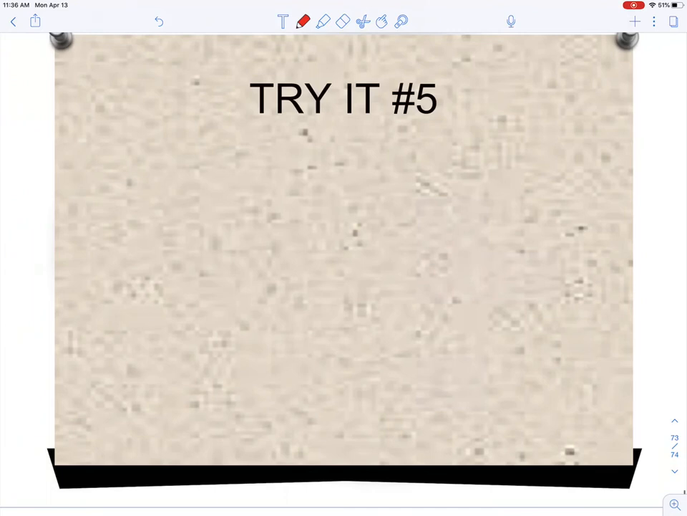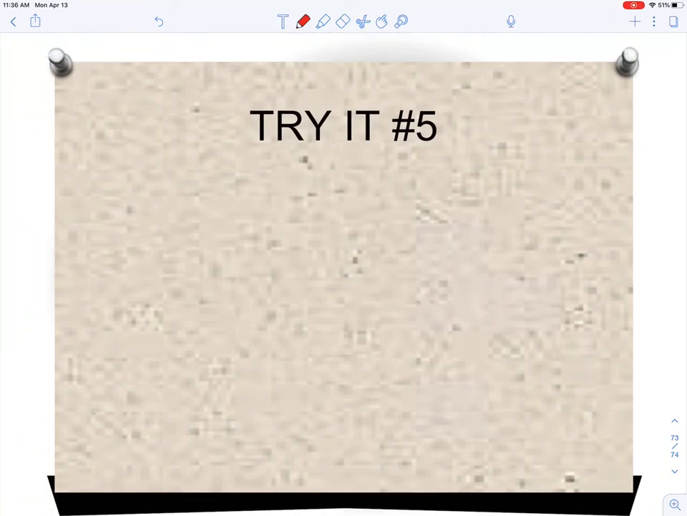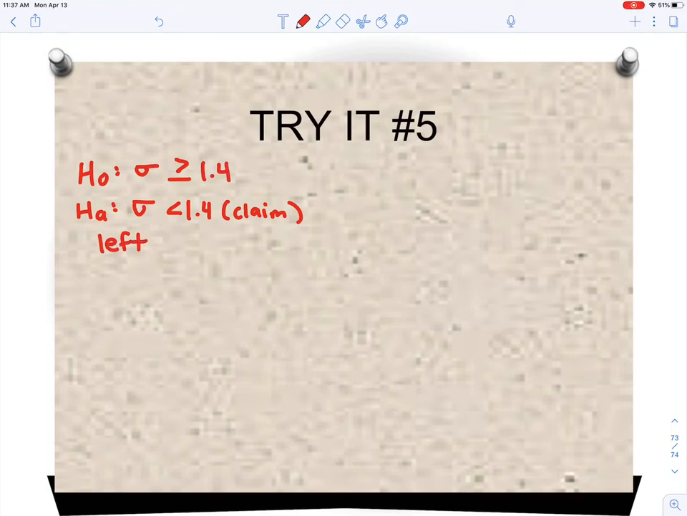Let's try another one. A company claims that the standard deviation of the length of time it takes an incoming telephone call to be transferred to the correct office is less than 1.4. So start out with your H sub O and your H sub A. We're talking about standard deviation, so I'll put the correct variable. I know this one can be equal to, and it says is less than, so that would be here. This is my claim. Opposite would be my H sub O. So I see it's pointing to the left, so this is going to be a left-tailed test.